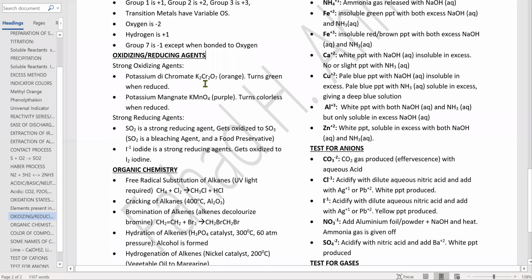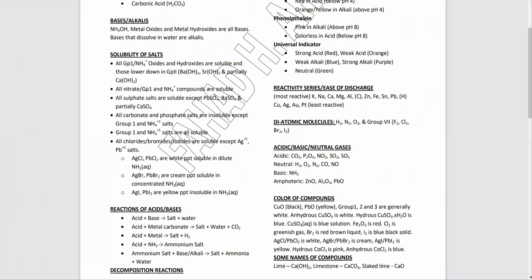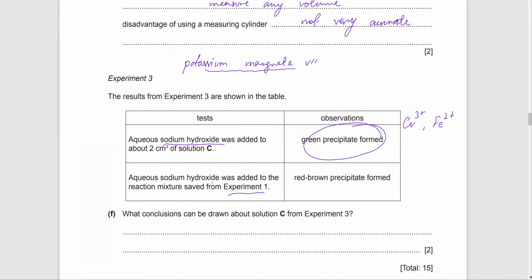Maha, do you remember oxidation of alcohols as well? Uske andar bhi KMnO4 use hua tha. The potassium manganate and potassium dichromate are two oxidizing agents. And you also have to remember two reducing agents: one is SO2, the other one is I-1. This KMnO4 over here is an oxidizing agent. Oxidizing agent ka kaam kya hai? It oxidizes substances.